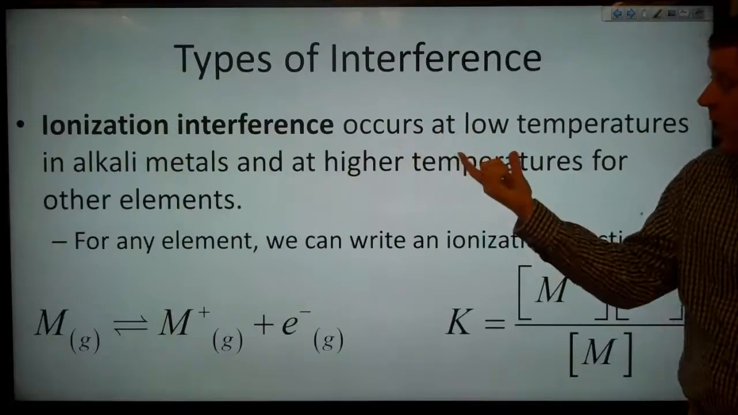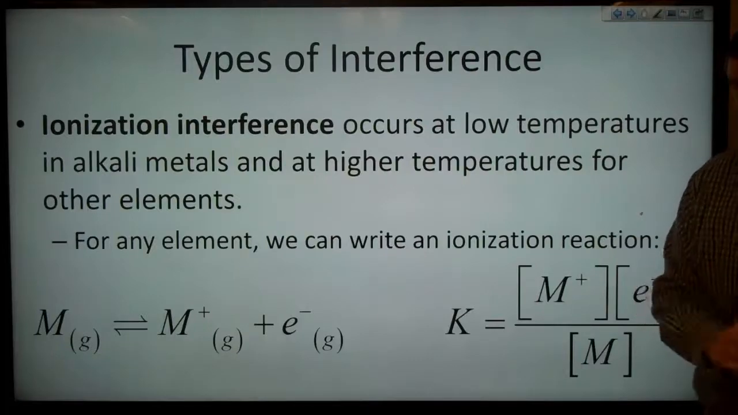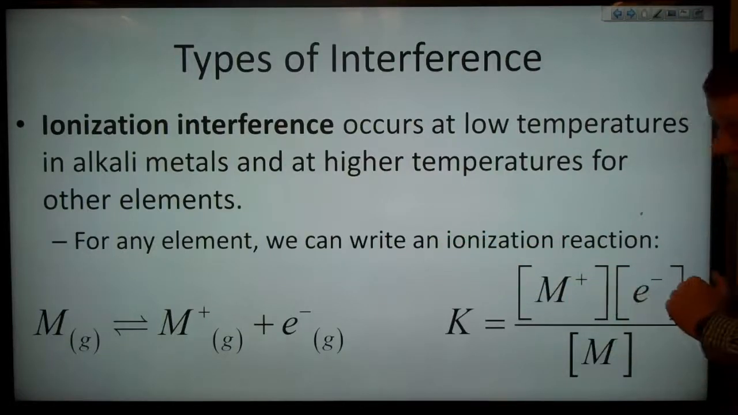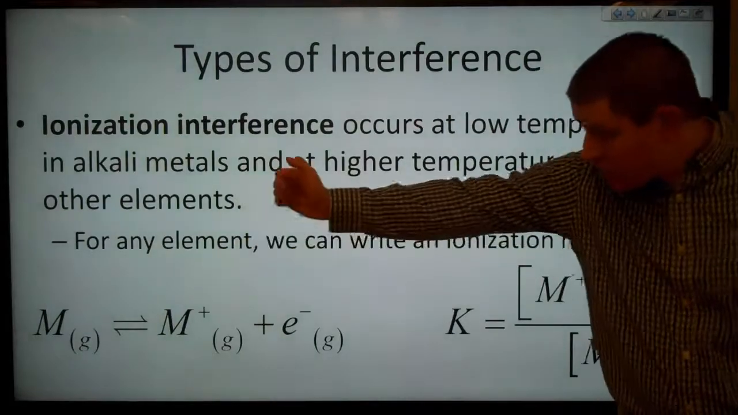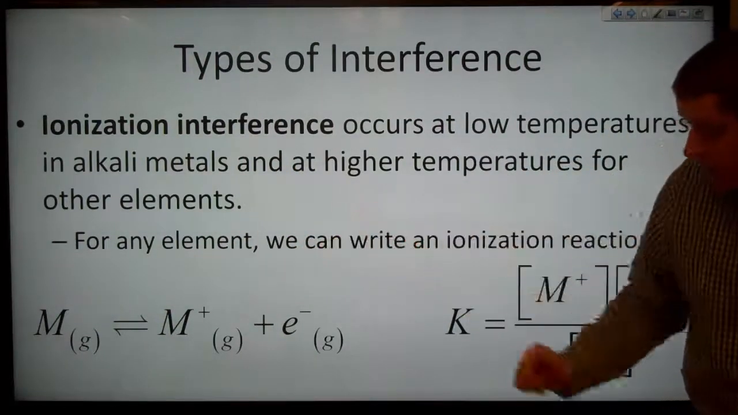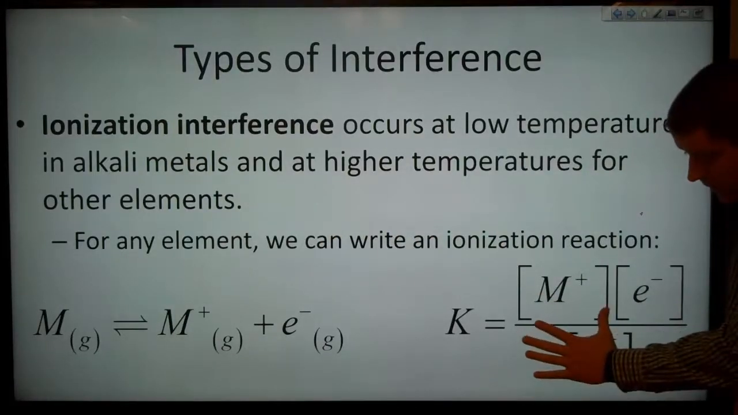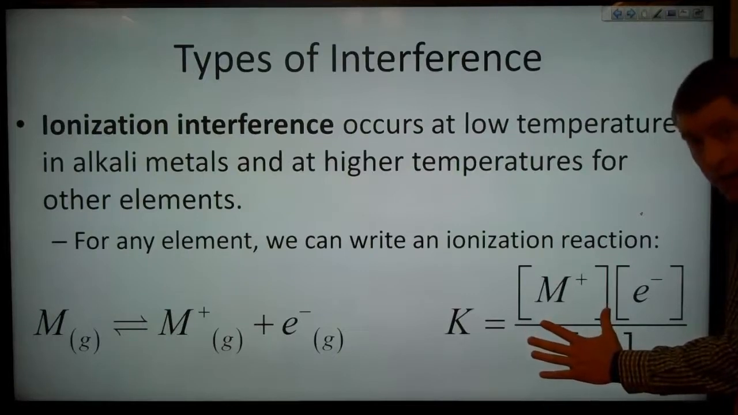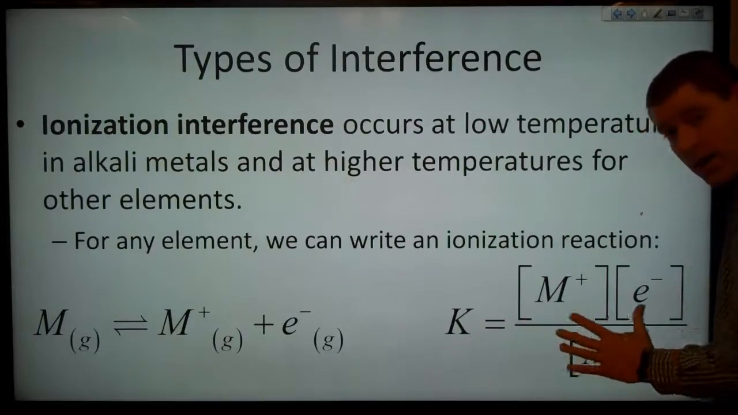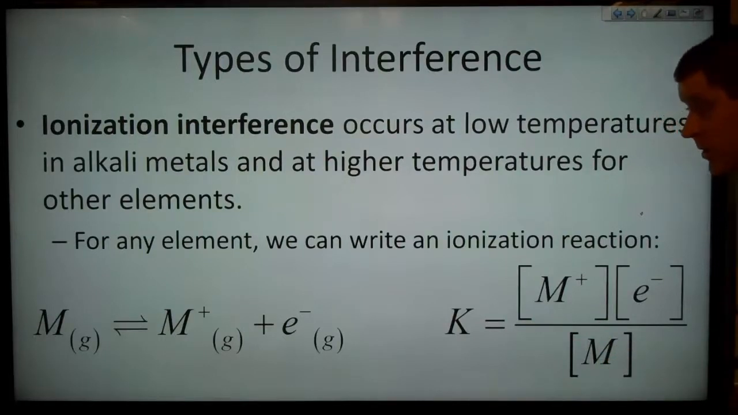Ionization interference occurs at low temperatures in alkali metals and at higher temperatures for other elements. And for any element, we can write an ionization reaction where we have the element in the gas phase being ionized to give us the ion plus a free electron, and we've got an equilibrium constant K equal to the concentration of our ion times the concentration of the electron divided by the concentration of our neutral species.